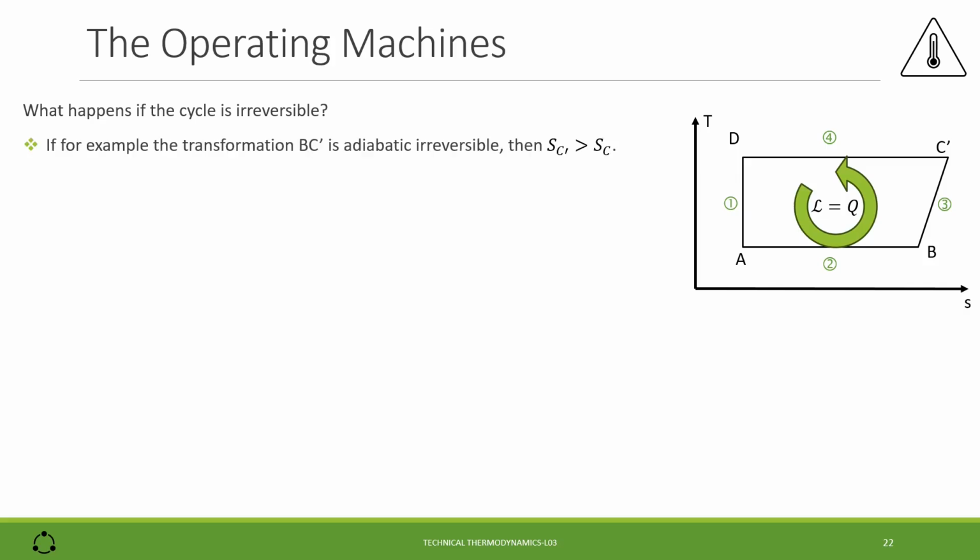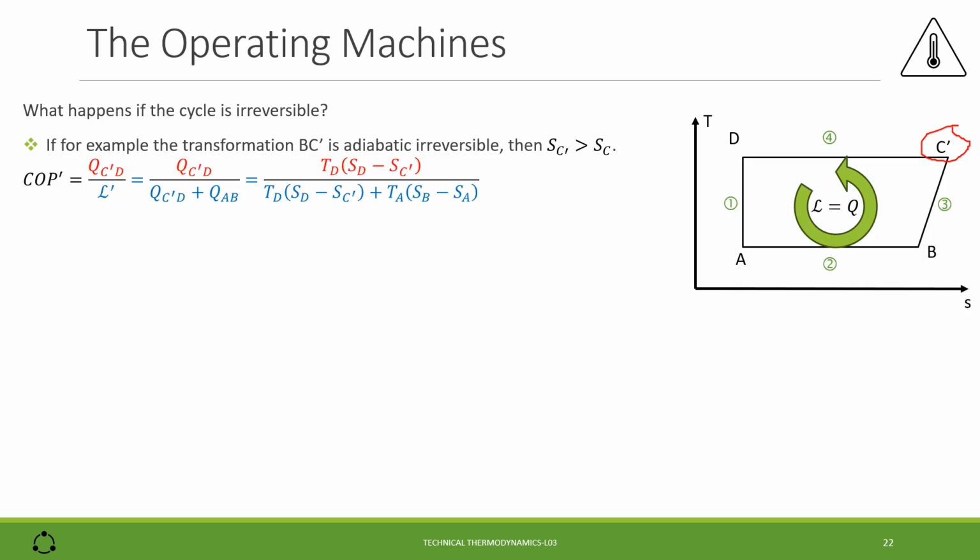Now we see what happens if the cycle is irreversible. For instance, if the transformation BC' is adiabatic irreversible. In this case, the entropy of the point C' is greater than the entropy of the original point C, because the point is moved to the right side. The COP' is the heat of the transformation C'D over the thermodynamic work in the new condition. And this work we can express as the sum of QC'D and QAB. Replacing the expression of the heat for the isothermal work, we find this relation.